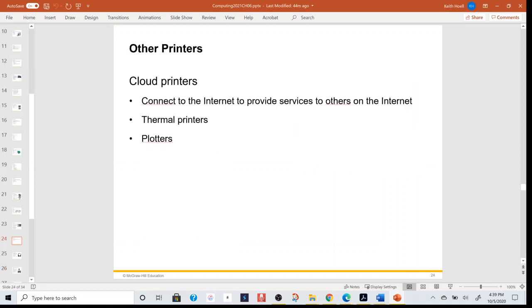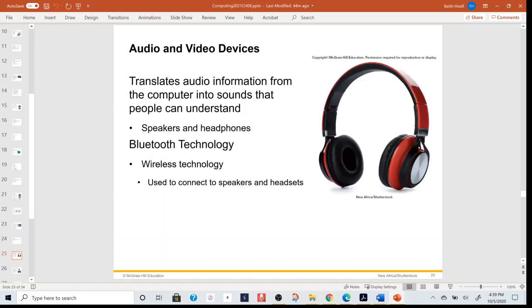Another type of printer is a cloud printer. A cloud printer is just a printer that's connected to the internet. So if I have a printer at home and I want to print something out at home while I'm at work, I can connect to my printer that's at home through my network. That would be considered a cloud printer.